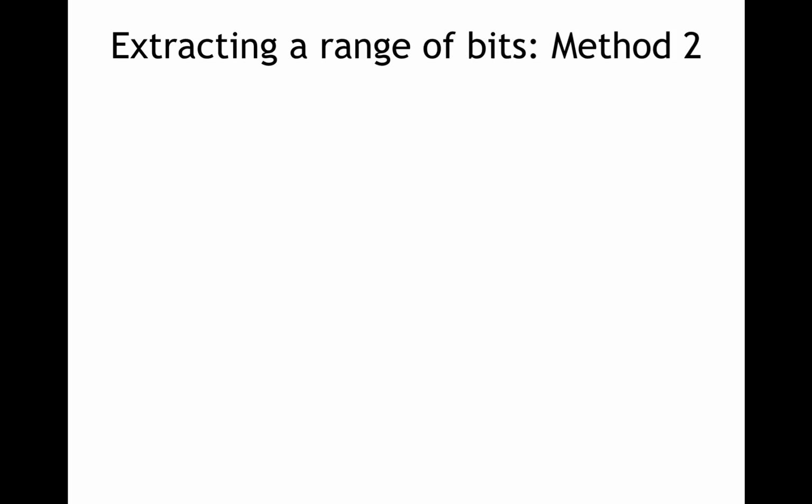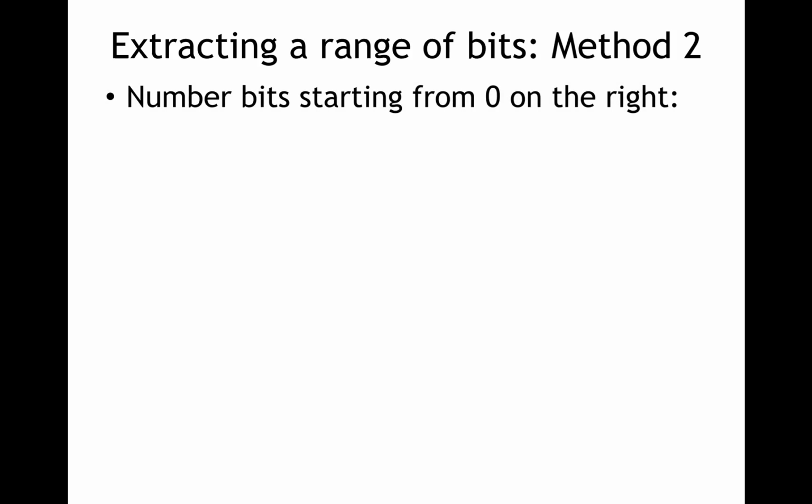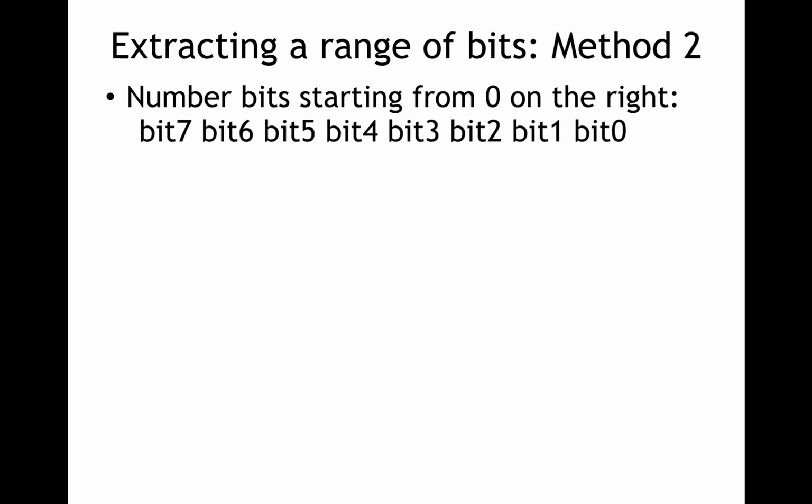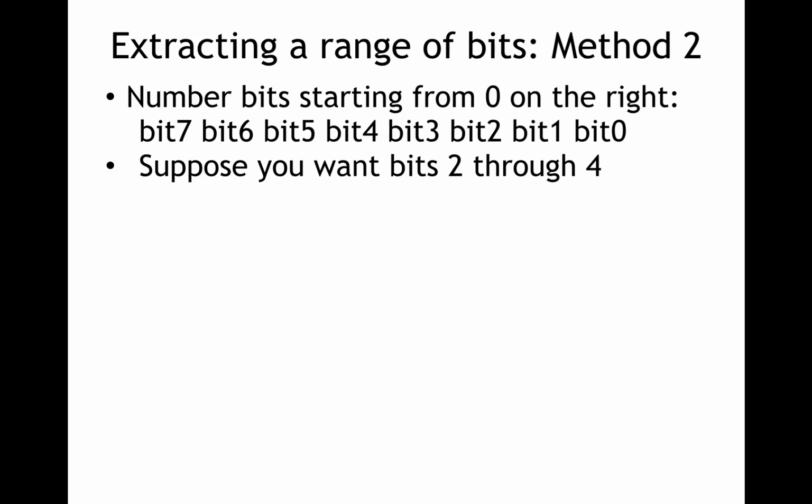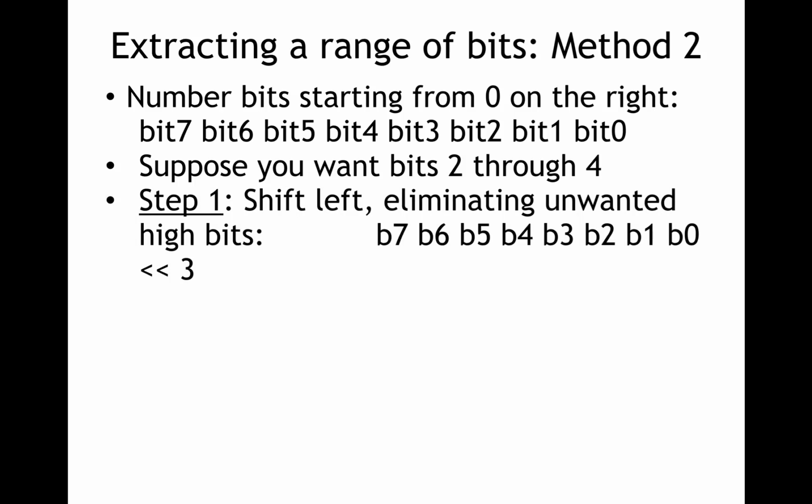Okay, so this is extracting a range of bits. But there's another simple way to extract a range of bits. We have bit 7 to bit 0 here, and we only want bit 2 to 4. So first, we do a left shift by 3 to get rid of bit 7 to bit 5, because we don't care about bit 7, bit 6, bit 5. Then we can see this number.